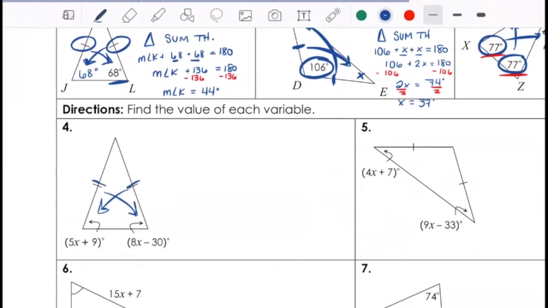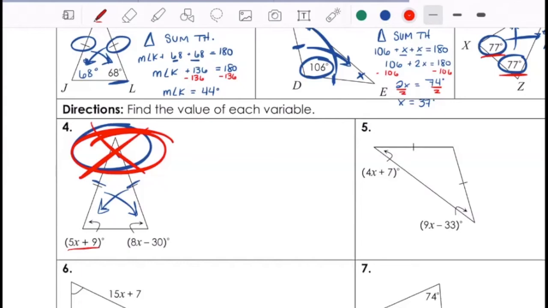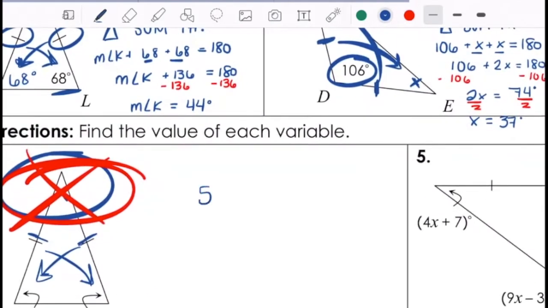Now, I know a lot of you guys are like, well, wait, coach, there is no third angle. What am I supposed to do? Could I just drop an X in here? Do not do that. Remember, if my sides are congruent, my angles must be congruent. So we can just set these rascals equal to each other. So 5x plus 9 must be equal to the other base angle, 8x minus 30.